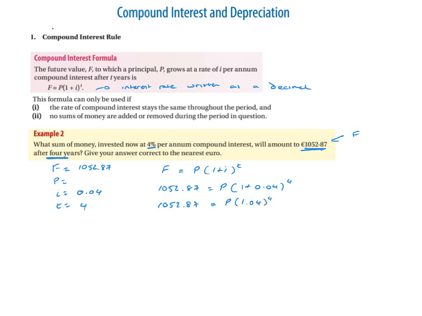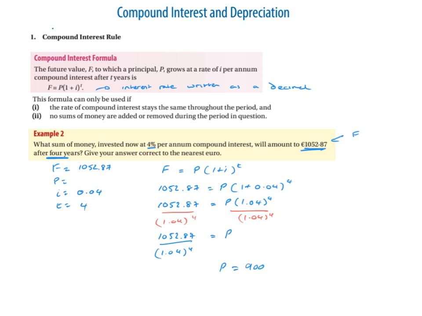Now we're trying to get P on its own, so all we're going to do is divide both sides by 1.04 to the power of 4. That means we end up with P equal to 1052.87 divided by 1.04 to the power of 4. You then get your calculator out, put in the information, and what you end up with is P equal to, to the nearest euro, 900 euros.